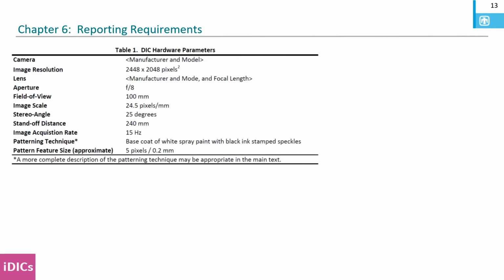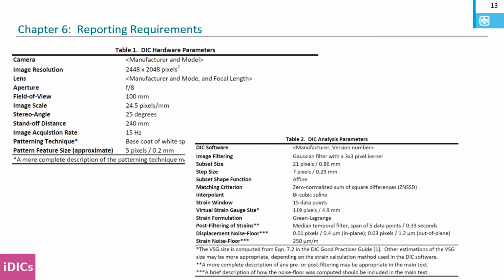Finally, in Chapter 6, we will describe the reporting requirements and talk about what information you need to include for any documentation of your DIC measurements. And just briefly, these will cover things such as all of the hardware parameters for the actual setup that you used, as well as all of the analysis parameters.